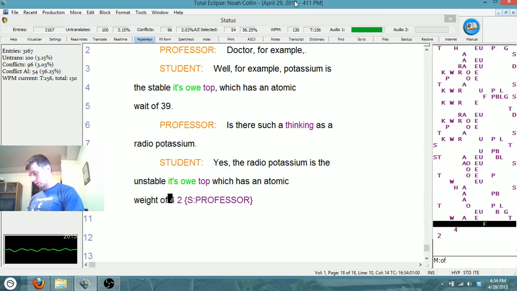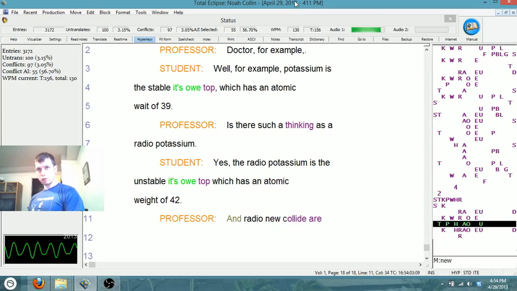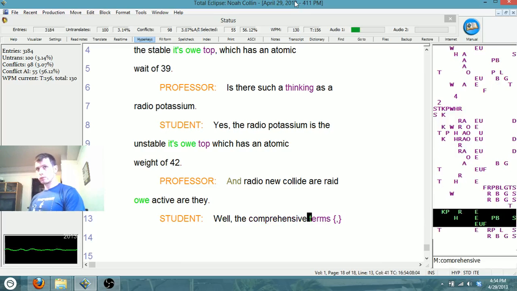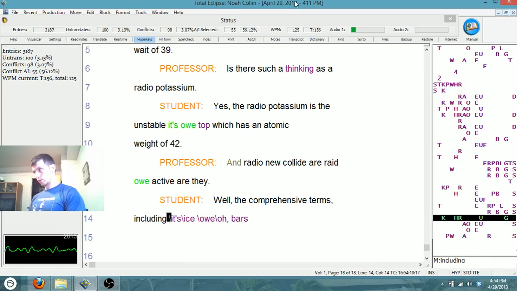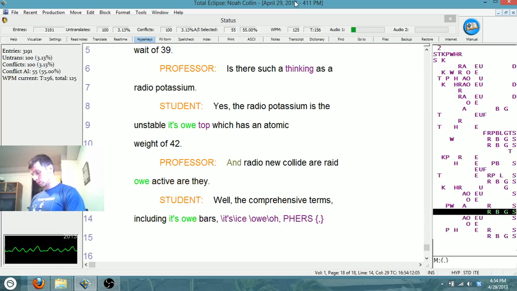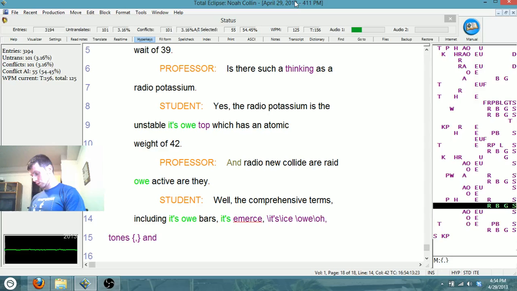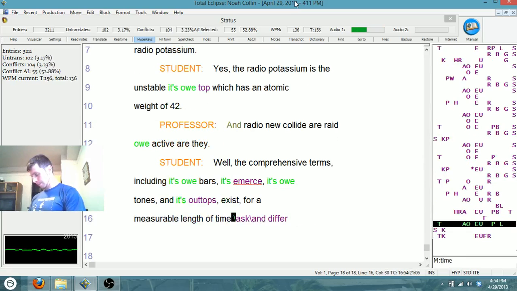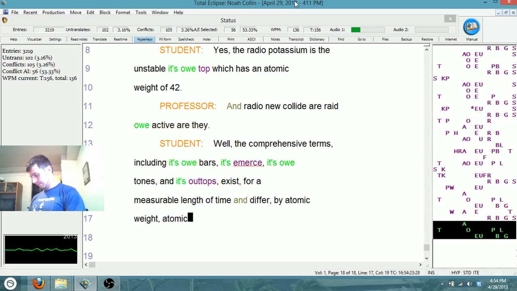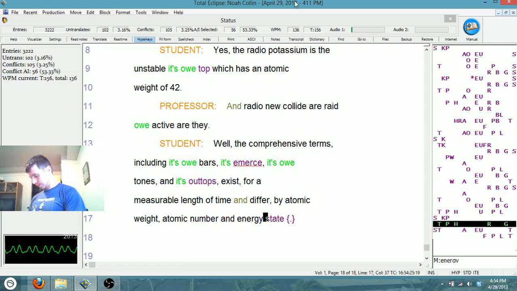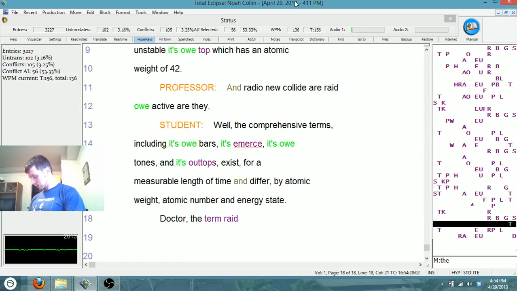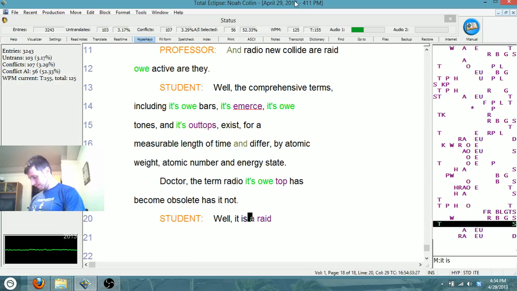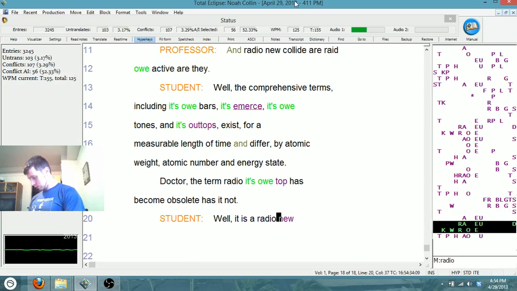And radionuclides are radioactive, are they? Well, the comprehensive terms, including isobars, isomers, isotones, and isotopes, exist for a measurable length of time and differ by atomic weight, atomic number, and energy state. Doctor, the term radioisotope has become obsolete, has it not? Well, it is a radionuclide. That is the accepted term.